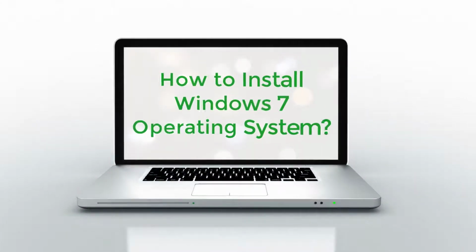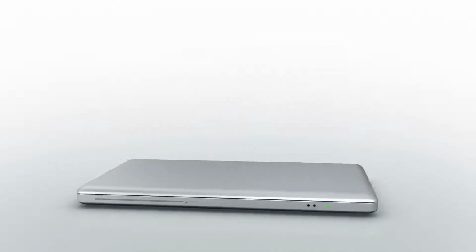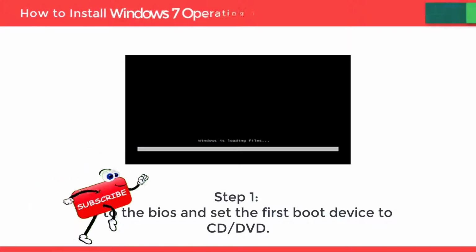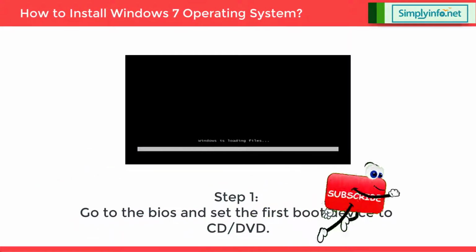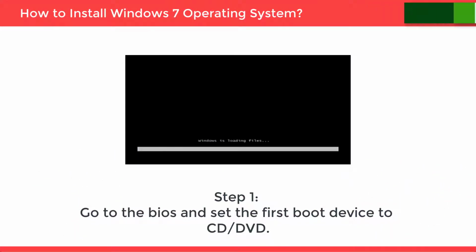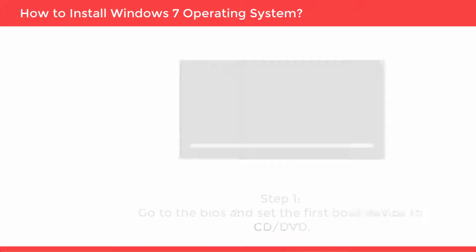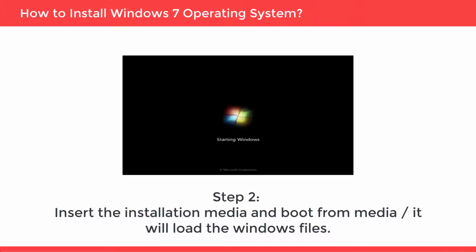How to install Windows 7 operating system. Step 1. Go to the BIOS and set the first boot device to CD or DVD. Step 2. Insert the installation media and boot from media. It will load the Windows files.